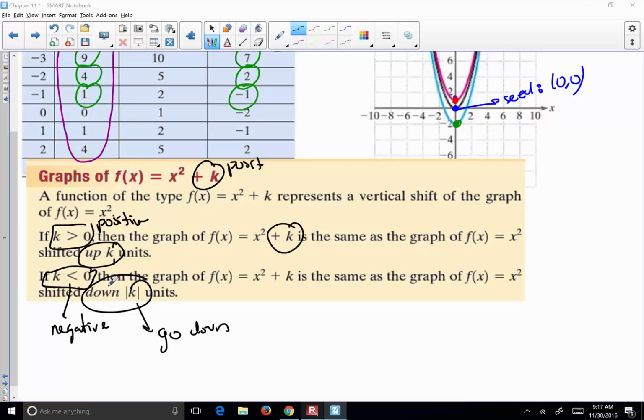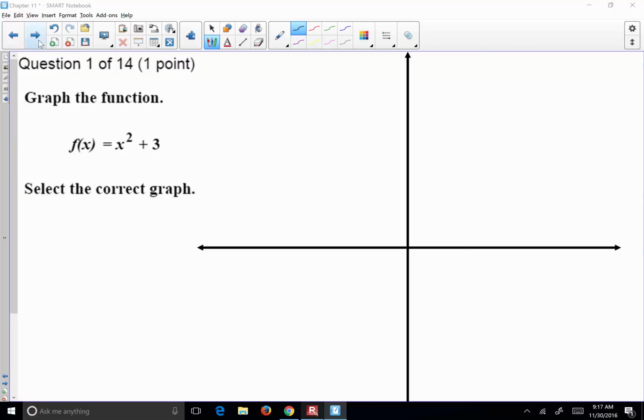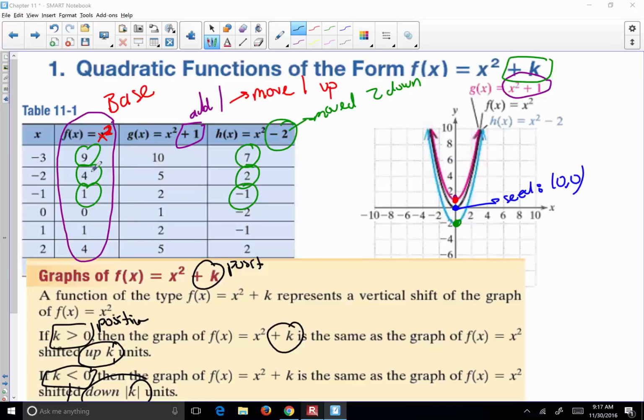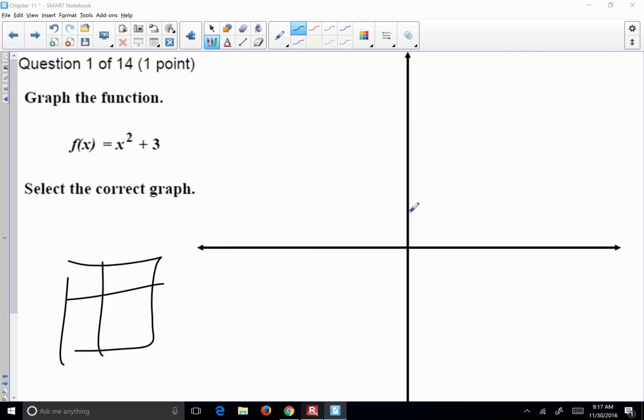Okay? Is it clear? Alright, here is our first question. Can you graph this picture? Without any table, don't make any table. You don't have to. This is time consuming. I mean, don't redo all this. This is a 3-second question if you know what you're doing.